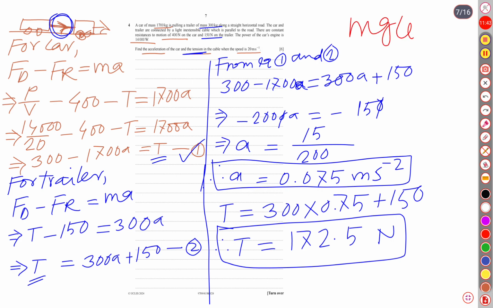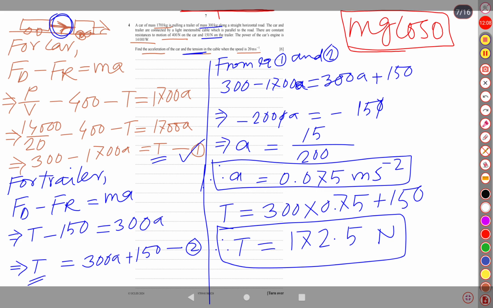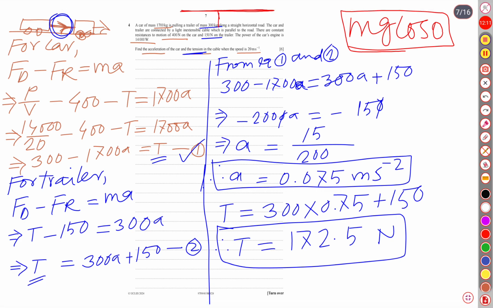Weight is mg cos theta. Now look at this, as this is horizontal, this is our horizontal line. So for the horizontal line the angle will be 0. If angle is 0, it will be cos 0. Sorry, cos 90. Sorry, I made a mistake. It will be cos 90 because the weight is acting vertically downward. So the angle is actually 90.